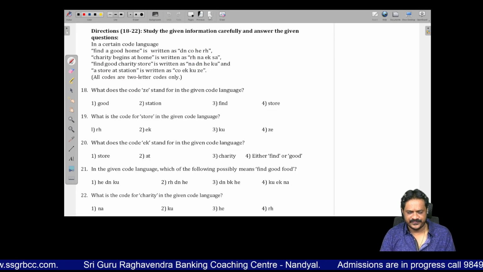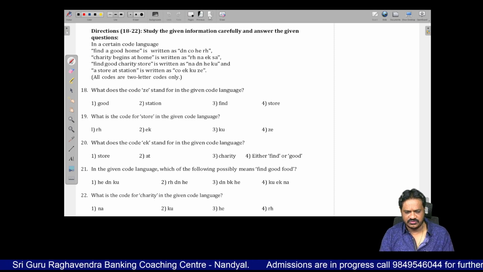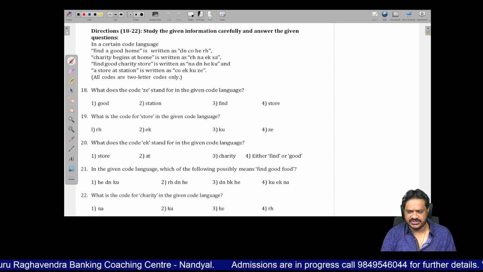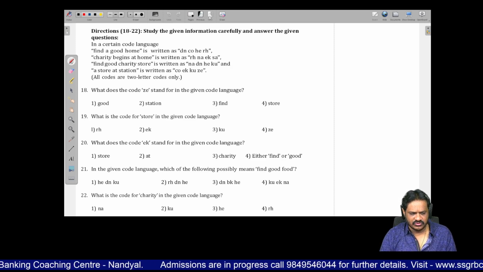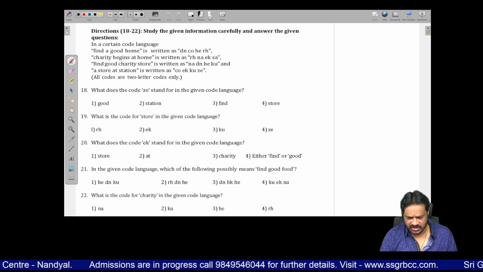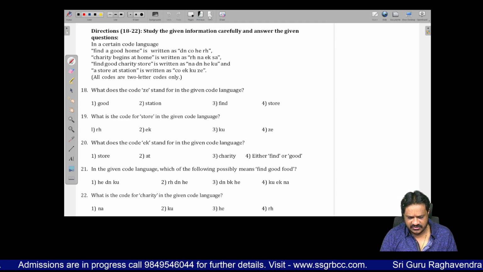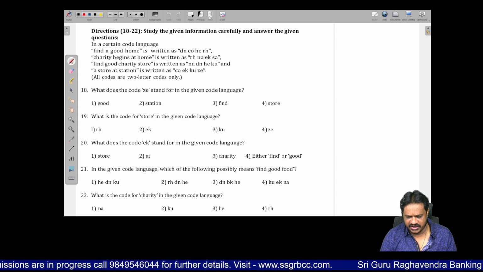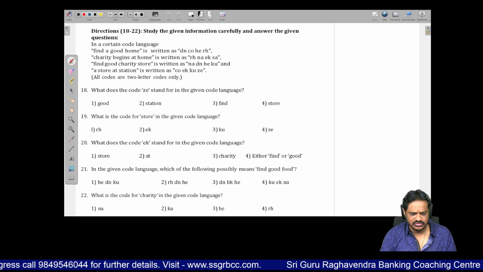Now, let us see the next one. 18 to 22. Study the given information carefully, then answer the questions. In a certain code language, find a good home is written as DNCOHERH. Charity begins at home, RHNAEKSA. Find good charity store, NADNHEKU. A store at station, COEKKU ZE city.